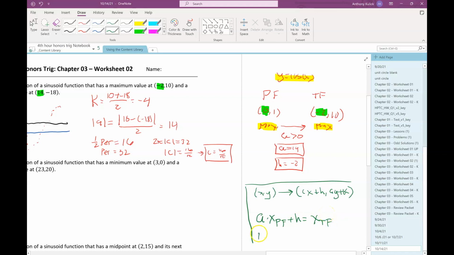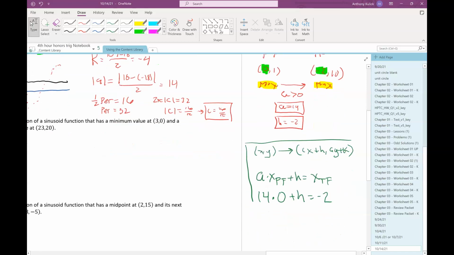So in our problem, our c is 14. The x-coordinate from the parent function is 0, plus h should give us the x-coordinate from the transform function, which is -2. Anything times 0 is 0. I add 0 to h, it's just h. It's just -2. Ryan. Why is it 14? Isn't it cx plus h? Oh, yes, sorry. Sure. Yes, yep. Doesn't really matter because it still zeroes out, but yes, you're absolutely right. I put an a there instead of a c. Yes, thank you.